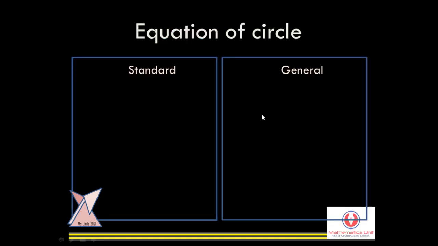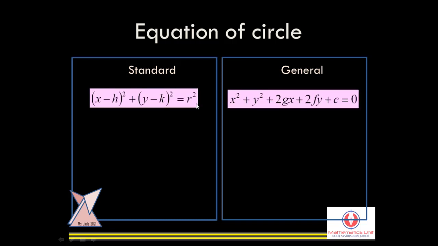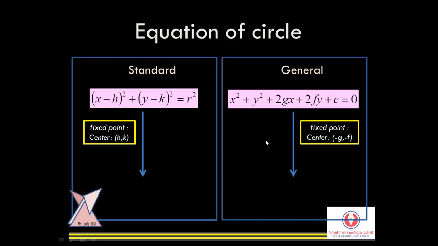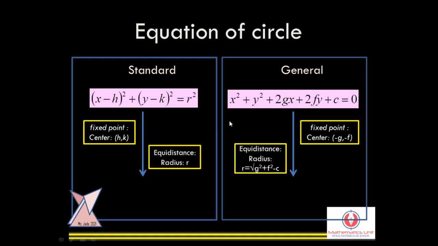We divide the equation of a circle into two types. First is the standard equation and the other one is the general equation. The standard equation is given as follows, where the components are h, k, and r, where x and y are variables. The general equation has the unknowns g, f, and c. From just now, the center is a fixed point. For the standard form, we denote it as (h, k), but for the general form, we denote it as (negative g, negative f). Radius, it will be r.